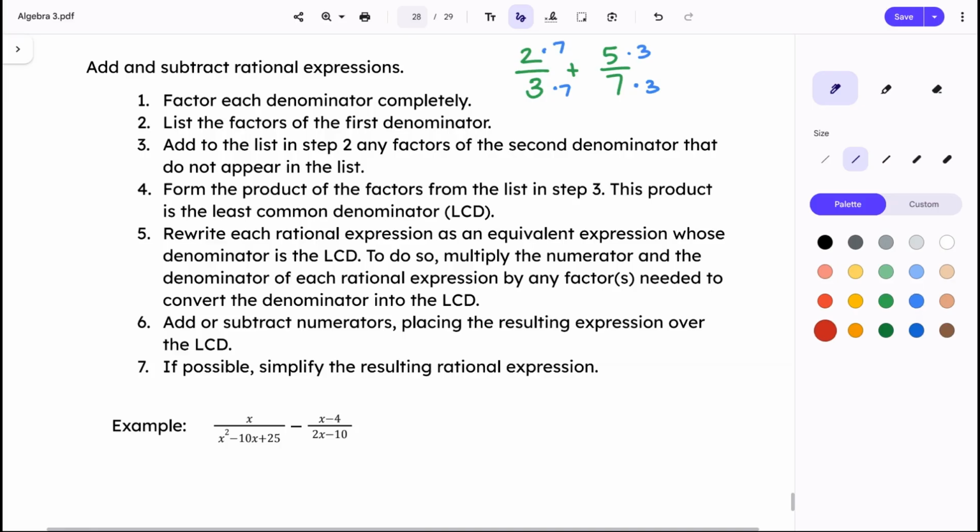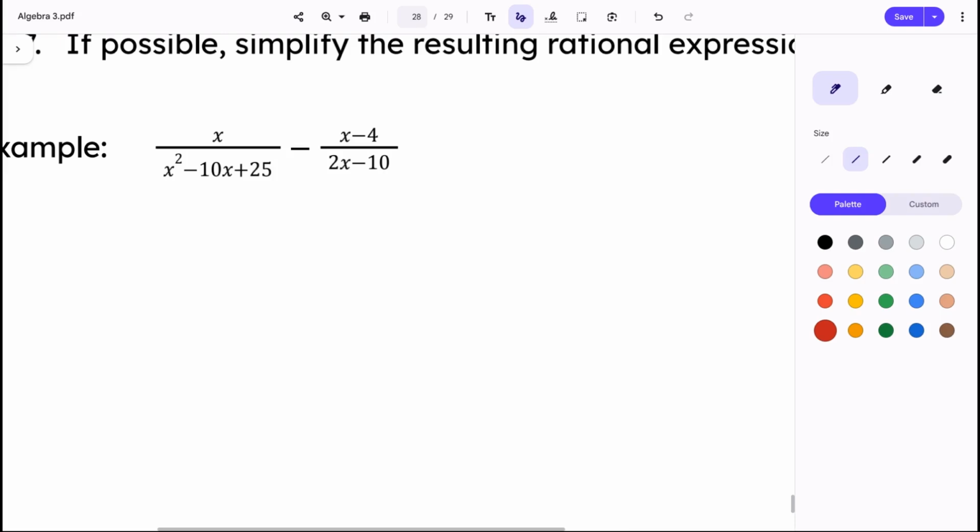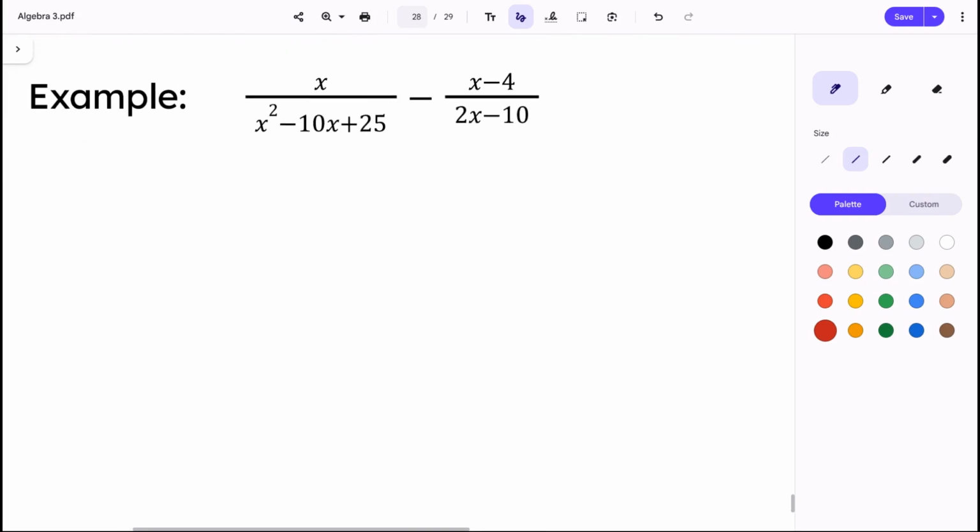All right, so let's take a look at one coming down here. First thing I'm going to do is try to factor. I don't see anything I can factor on the numerators, so I'm going to go ahead and just focus on my denominators here. How can I factor this x squared minus 10x plus 25? Okay, so I'm just going to write that underneath it here. And then how can I factor the other side on the bottom? Good.